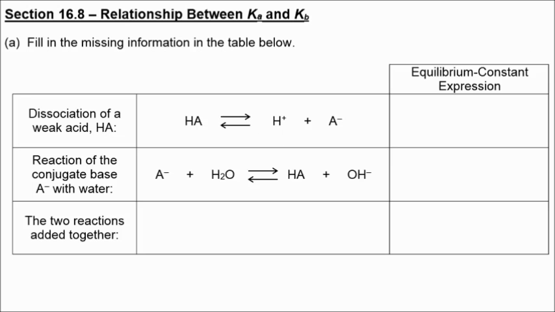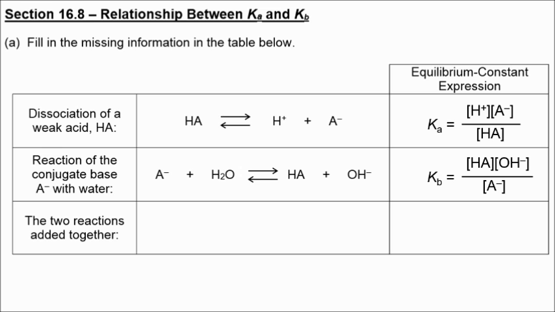Section 16.8, relationship between Ka and Kb. The dissociation of a weak acid HA might look like this. HA as a reactant, H plus, and A minus as a product. We've already seen the Ka expression before. Now the reaction of A minus with water acting as a base, we would have a Kb for this particular base that involves HA and OH minus on top and A minus on the bottom.